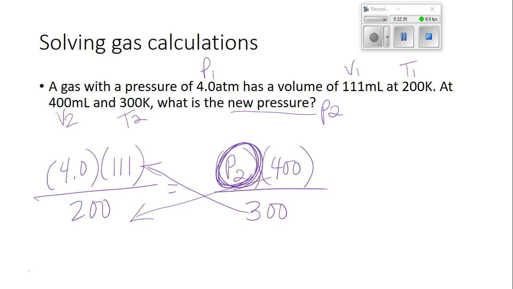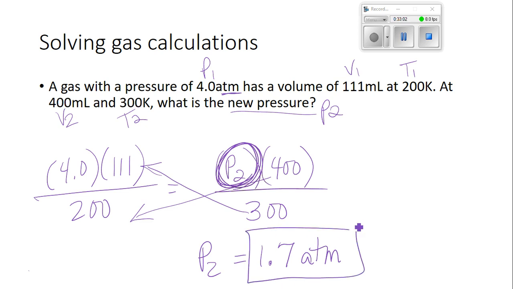4 times 111 times 300 equals. And then I'm going to divide by 200 equals. And then I'm going to divide by 400 equals. And I get P2 is equal to 1.7. And now this is in atm because this was in atm. And there's my answer.